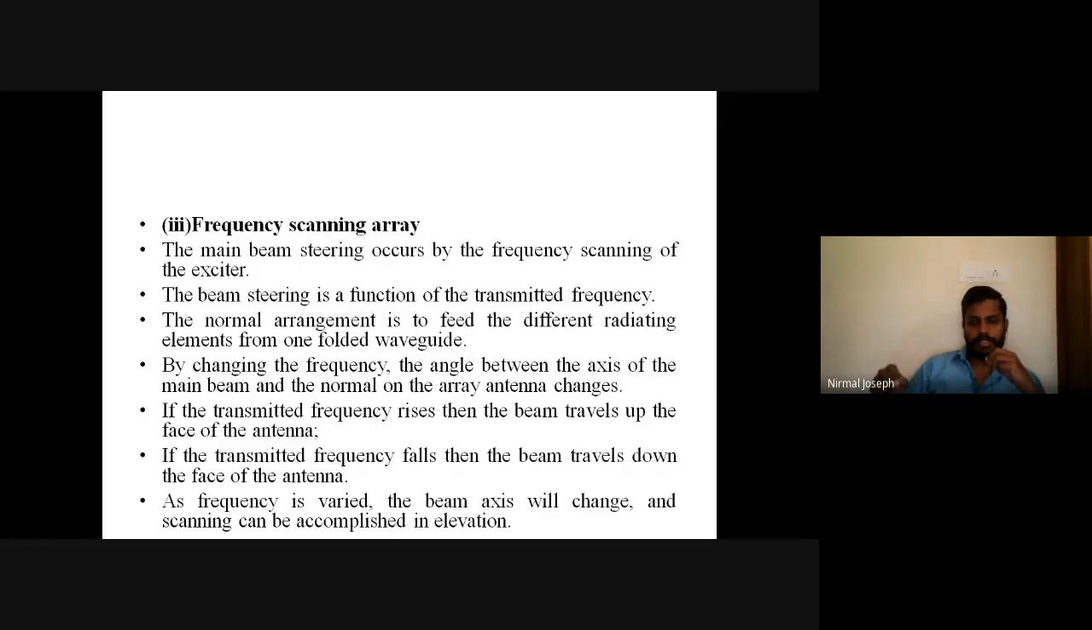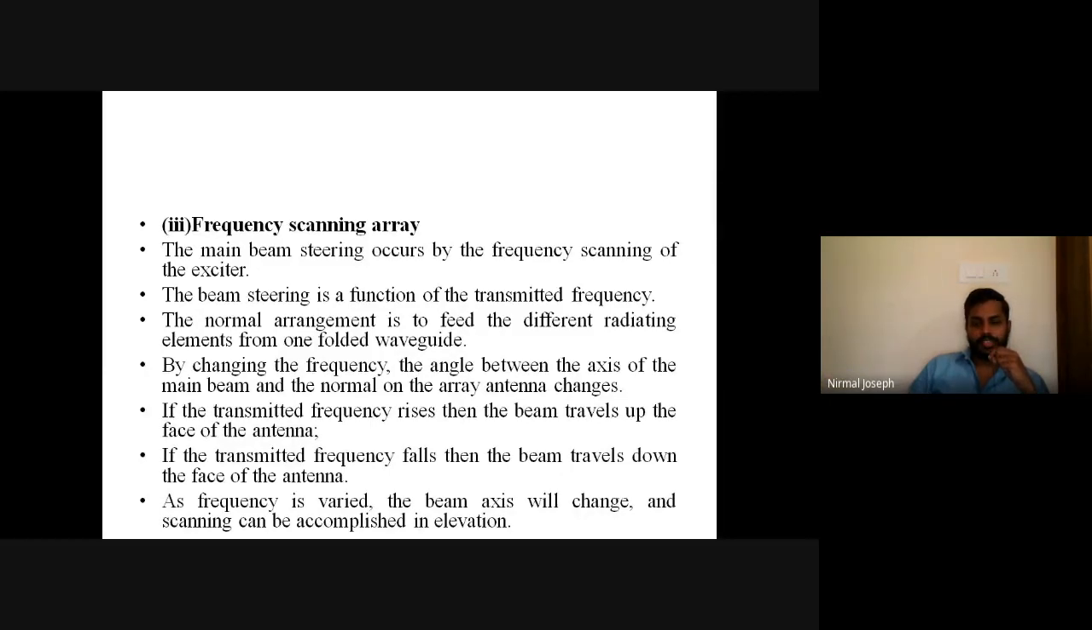Based on the transmitted frequency, the beam steering will change, or the direction of the main lobe will change if we use a different frequency. For a particular frequency, the direction will be fixed. The normal arrangement is to feed the different radiating elements, that means the different antennas, from one folded waveguide.